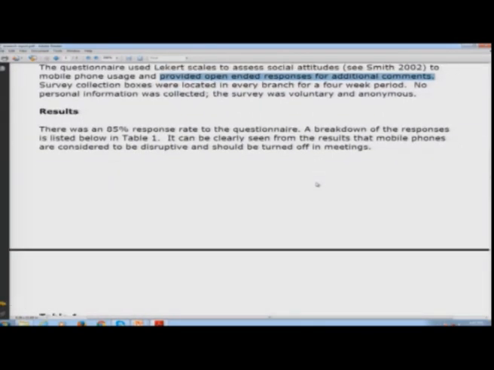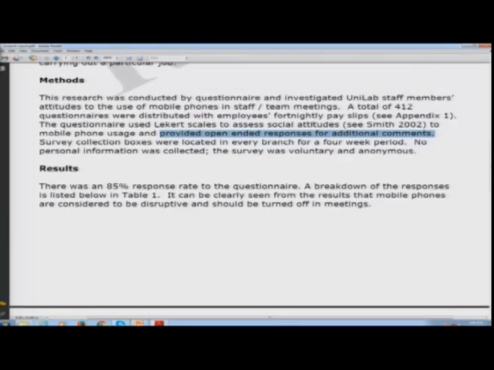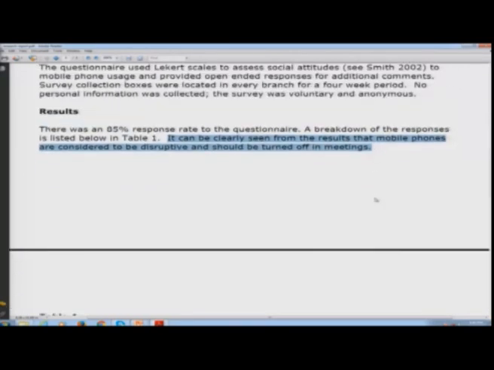Next section, results. There was an 85% response rate to the questionnaire. It means out of 412 distributed, about 85% of those people responded. A breakdown of the responses is listed below in table 1. It can be clearly seen from the results that mobile phones are considered to be disruptive and should be turned off in meetings. So, this summarizes the results.